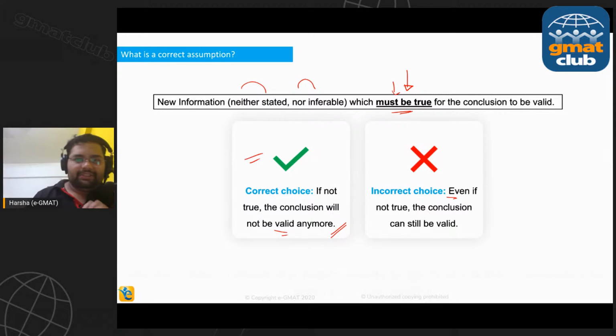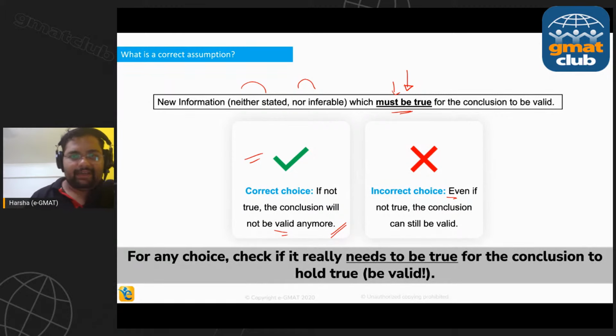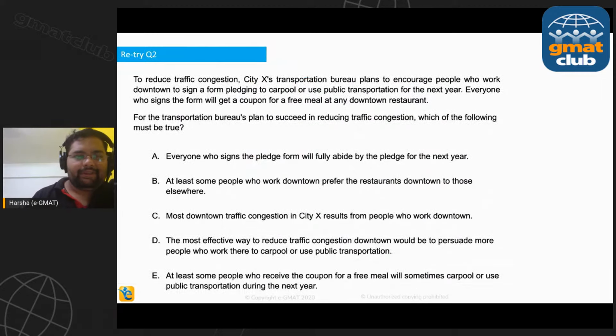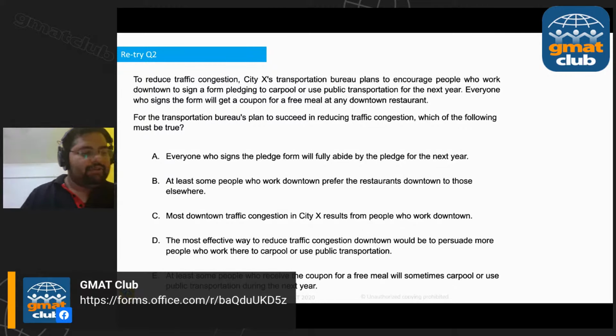I do want us to retry this question. I didn't ask you to retry the previous question, but I do want you to retry this question with all the understanding that you've developed so far of this argument. All right. So, KP, can you just put the link for the retry of this question? All right. So now let's begin discussing this.